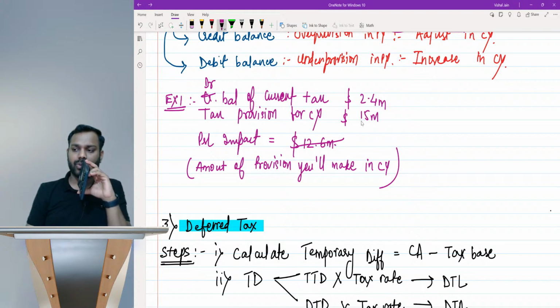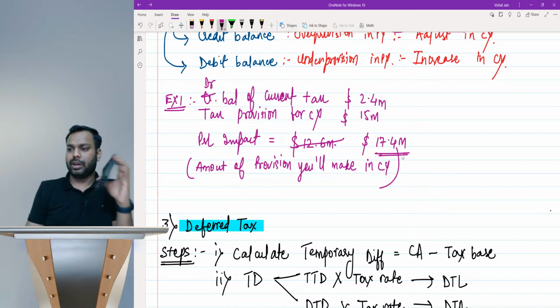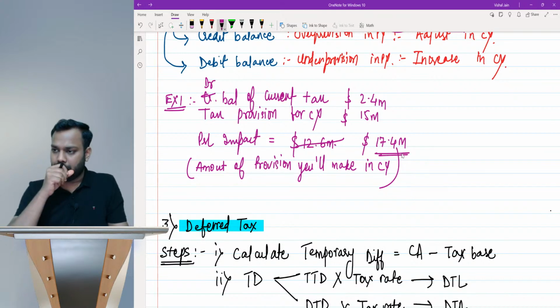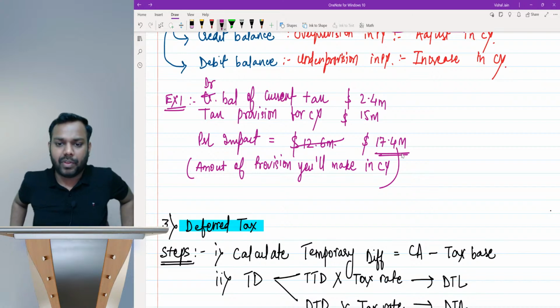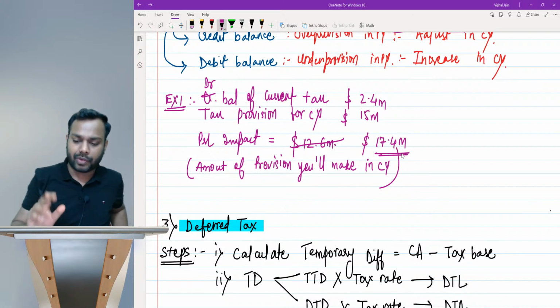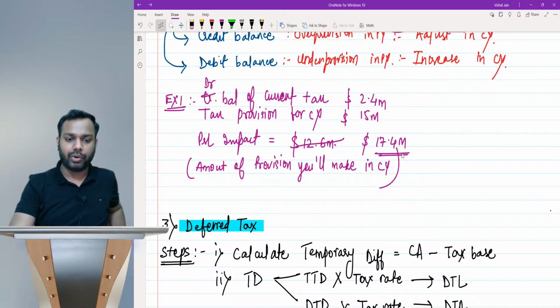It's 15 plus 2.4, right? 17.4 million. Very good. Very good, Naman. Very good, Vidisha. Very good, Saksham. Okay, very good everyone. I think you have understood this concept of current tax. Now let us move on to deferred tax.